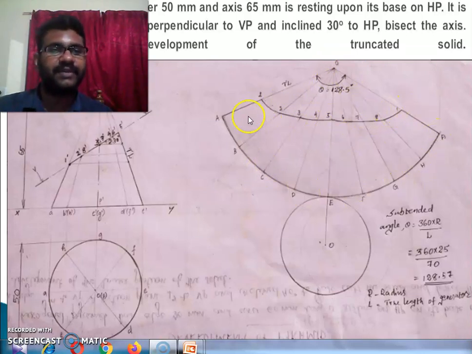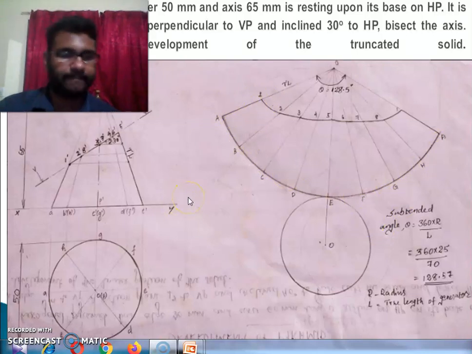And also you represent the boundary curve or boundary line by using a thin line. And this way we can complete the development of the cone.